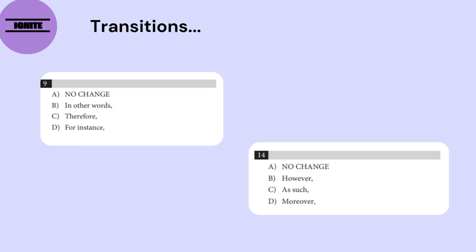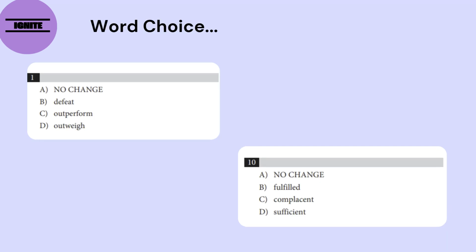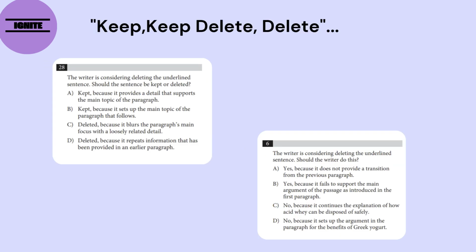Then we have transition questions, and this is as easy as it seems, just a transition between different sentences or paragraphs and replacements for such. Next, we have word choice questions, and this is also a little bit as easy as it seems. It's basically just switching out the words that we are given for a better, more appropriate word in that specific instance. And within that instance, it's always possible that a no change is there.